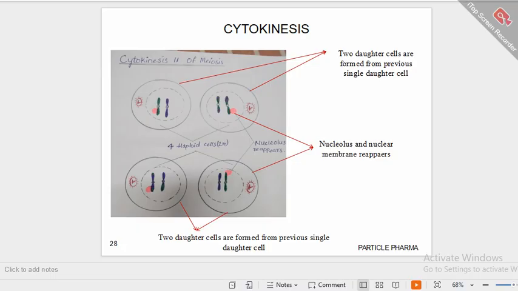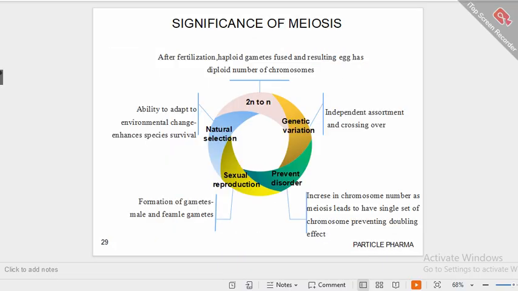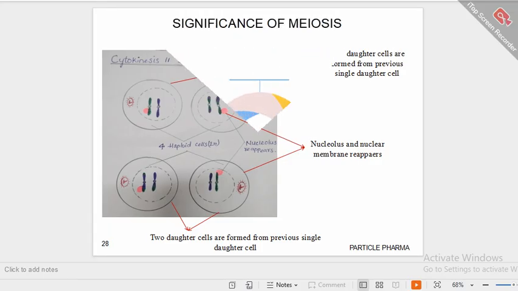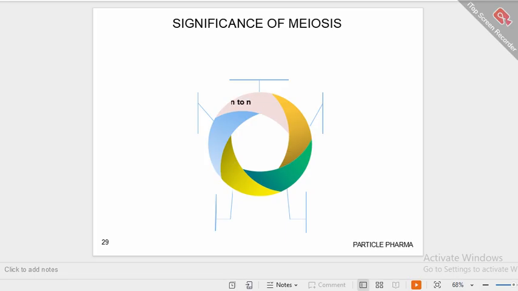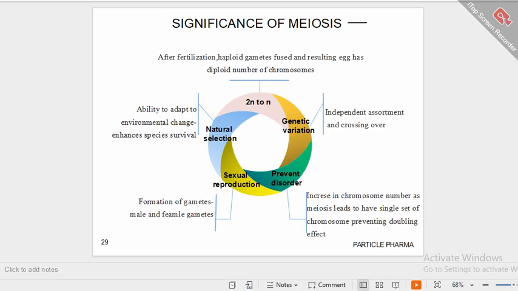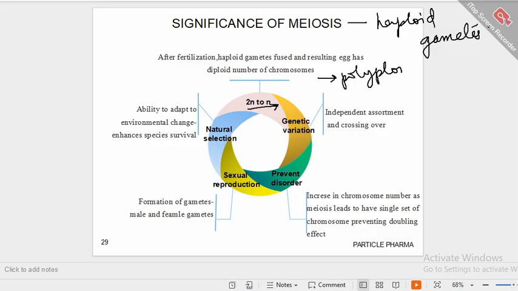So after cytokinesis, I just want to give a brief review on the significance of meiosis. I'll just complete it within minutes. Why is meiosis required? As it produces haploid gametes, going from diploid to haploid nature, so that polyploidy is not observed in the offspring.